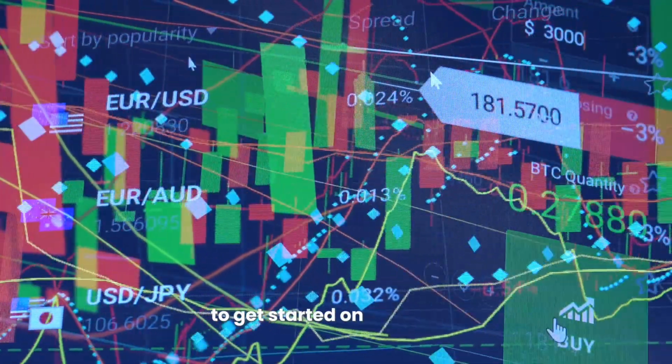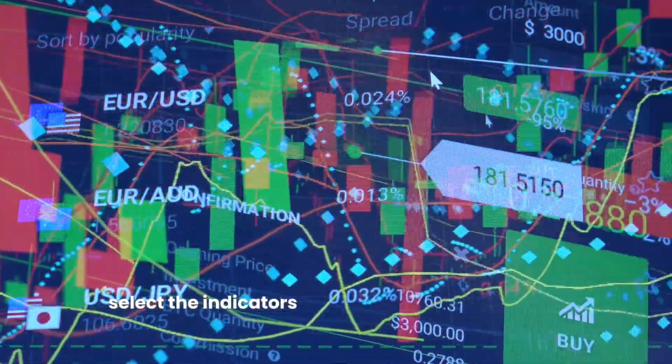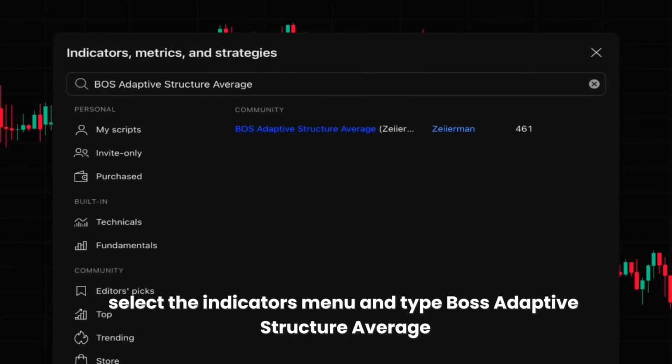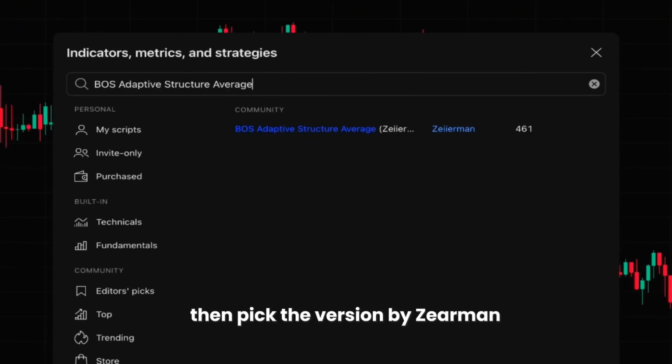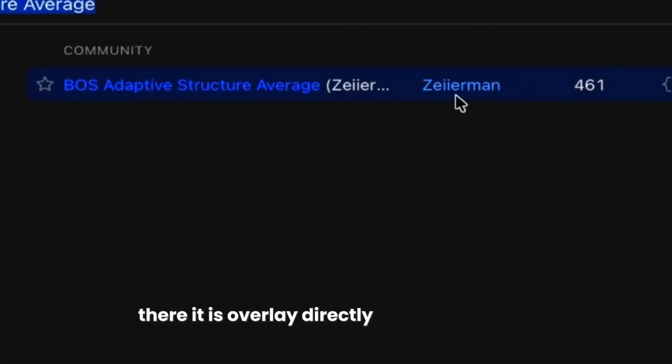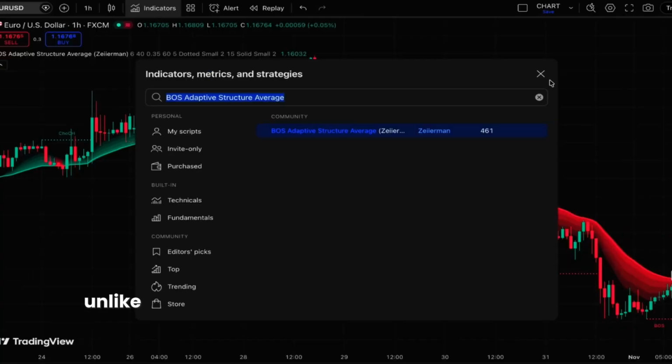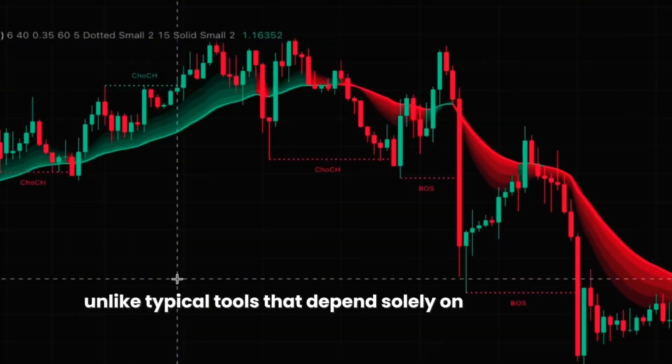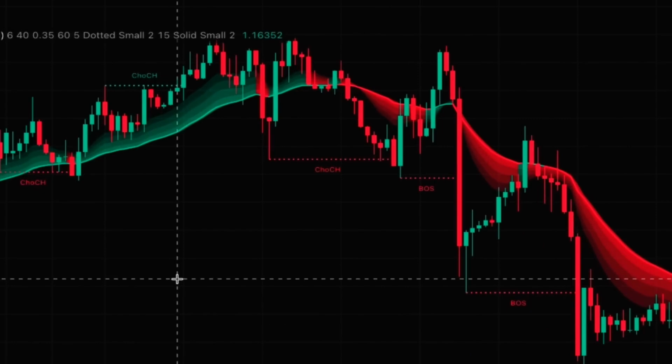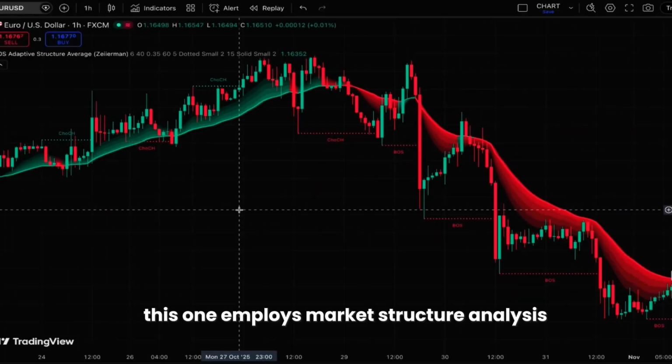To get started on TradingView, select the Indicators menu and type BOS Adaptive Structure Average. Then pick the version by Zierman. There it is, overlaid directly on your price chart. And like typical tools that depend solely on price data and basic math, this one employs market structure analysis.